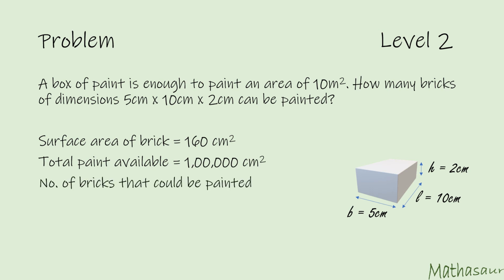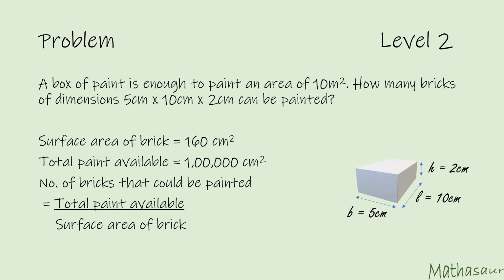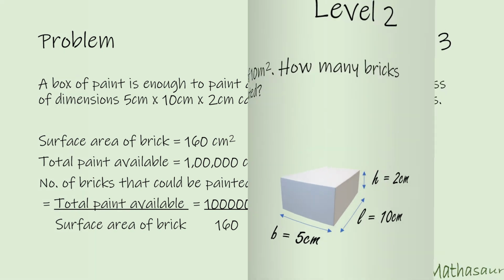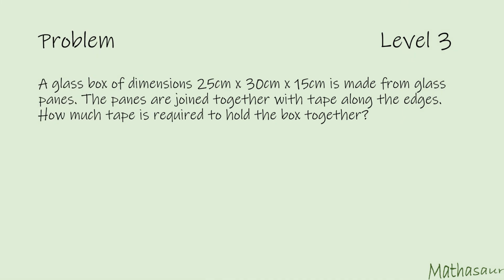So the number of bricks that could be painted would be equal to total paint available divided by surface area of 1 brick. 1 lakh divided by 160. Upon simplification, we get 625. Let us look at another problem.